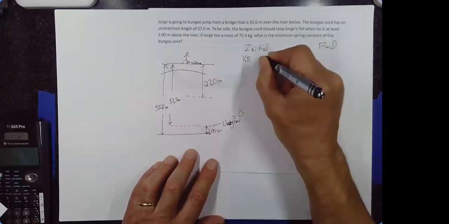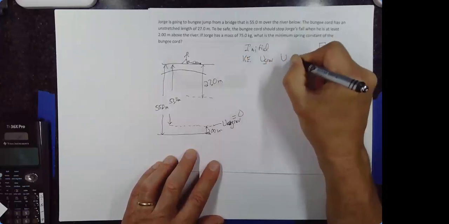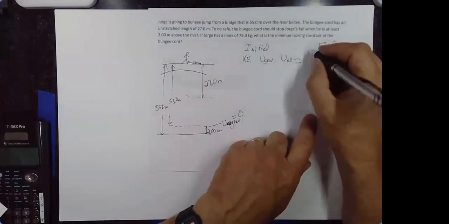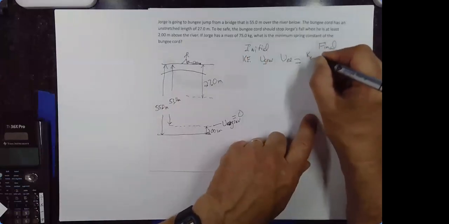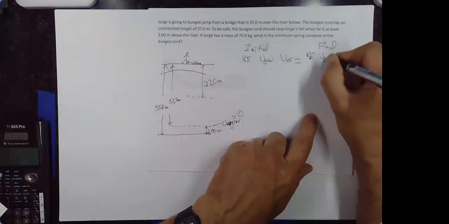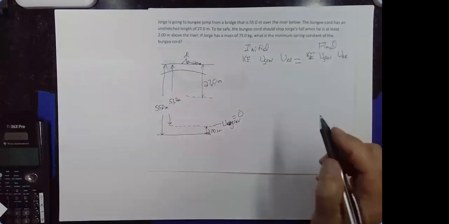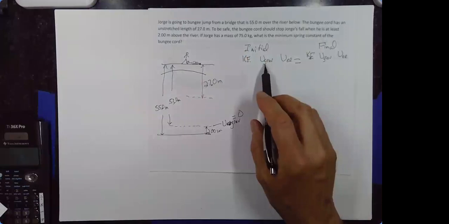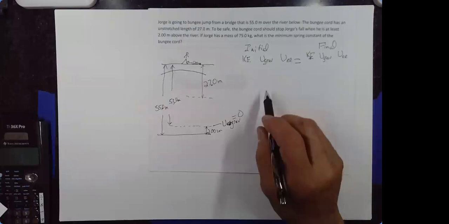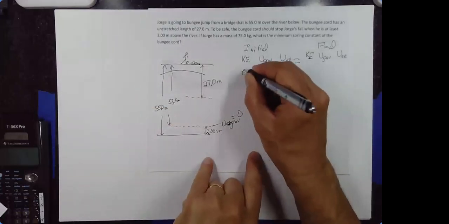I'll have gravitational potential energy, and I'll have spring potential energy. And those will be the same 3 things that I consider over here: KE, U grav, U elastic. I guess I could call these GPE, gravitational potential energy, and SPE, spring potential energy, but these work okay. All right, well, there's no kinetic energy at the start.